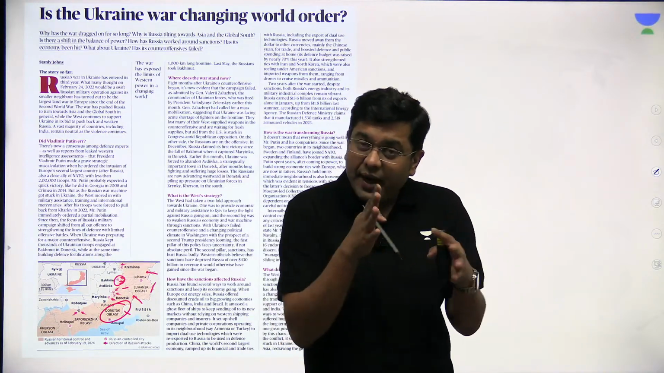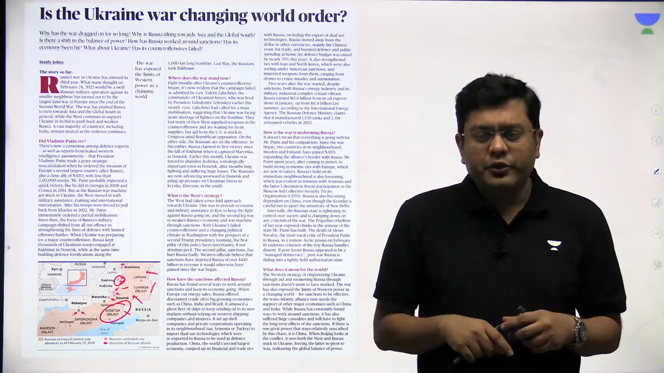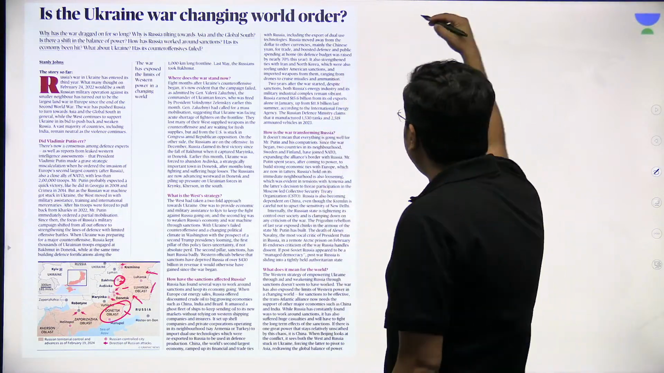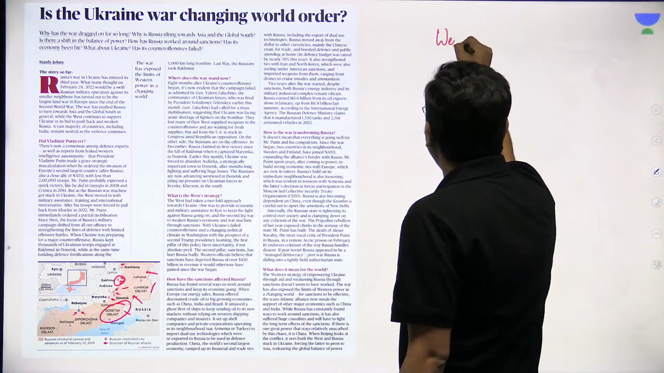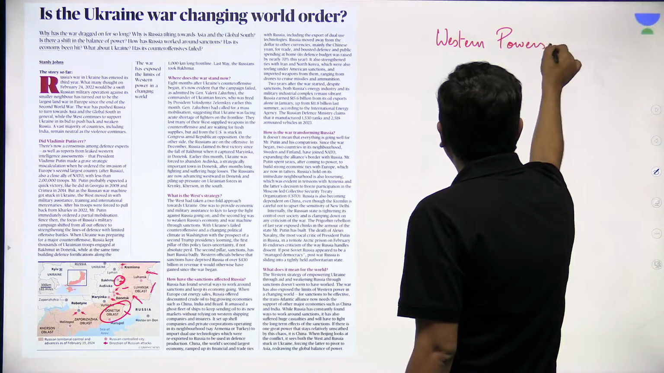So now this article analyzes that after 2 years of the war, what is the impact on the Western powers and what is the impact on Russia?